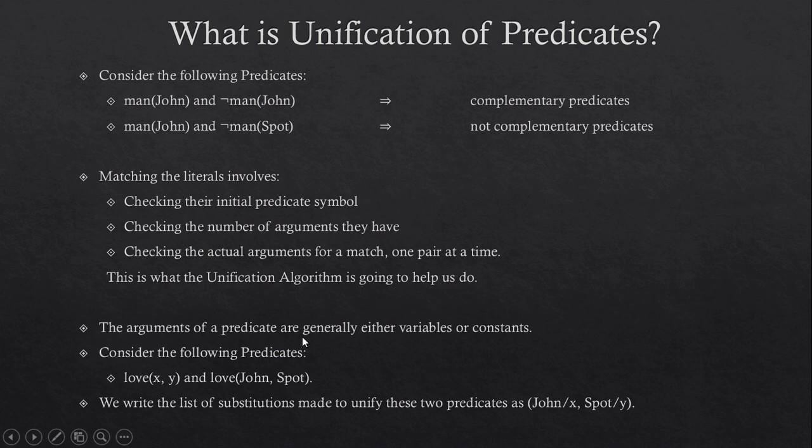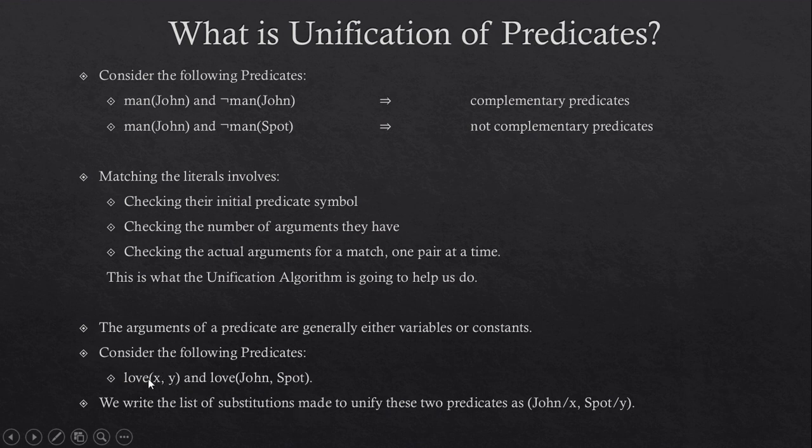The arguments of a predicate are generally either variables or constants. Consider, for example, the two predicates love(x, y) and love(John, Spot). The predicate symbols match, which is love. The number of arguments that both predicates have is 2. That is also a match. Now we compare the arguments, one pair at a time.